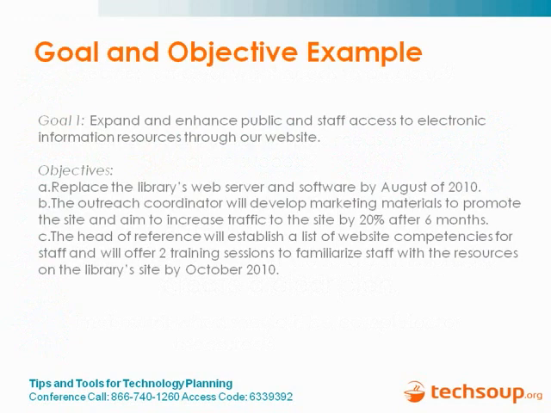And this is an example of a goal that we have for libraries. One of the things we say, which is a pretty common goal, is to expand and enhance public and staff access to electronic information through our website. The first objective is to replace the library's web server and software by August 2010. So we're saying very specifically what it is that needs to be replaced. Some organizations like to break this down into activities, saying an accompanying activity would be that we're going to take care of researching, purchasing, invoicing. If you want to get that detailed, you can. The second one is the outreach coordinator will develop marketing materials and aim to increase site traffic to the site by 20% after 6 months.